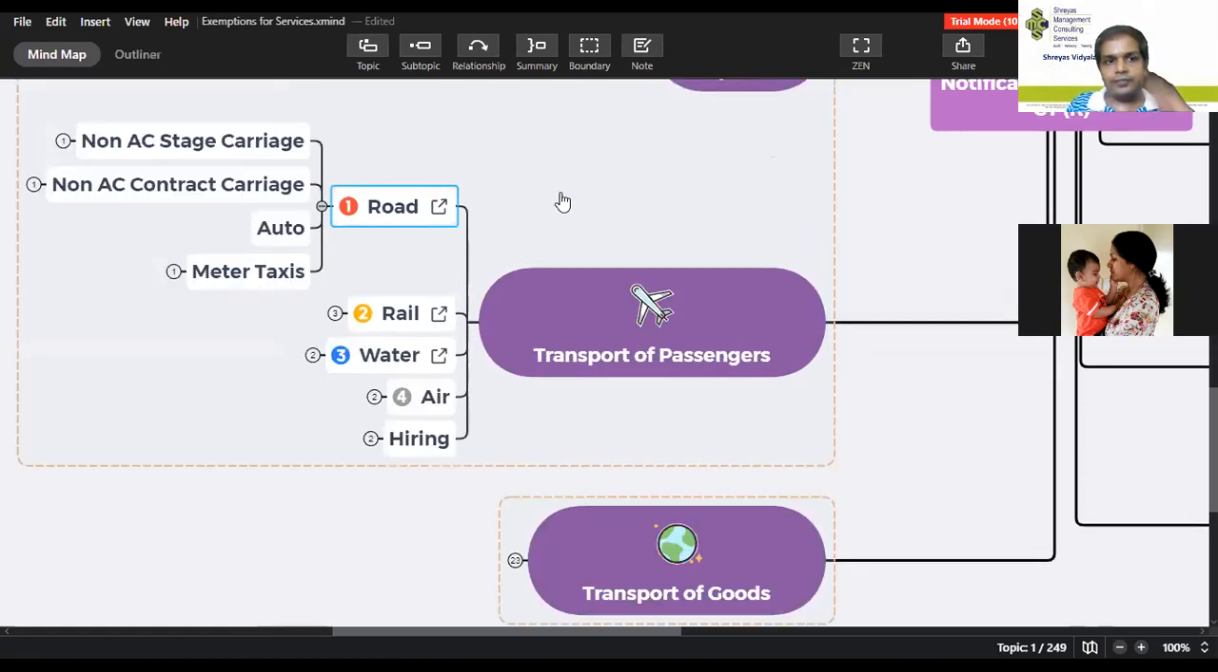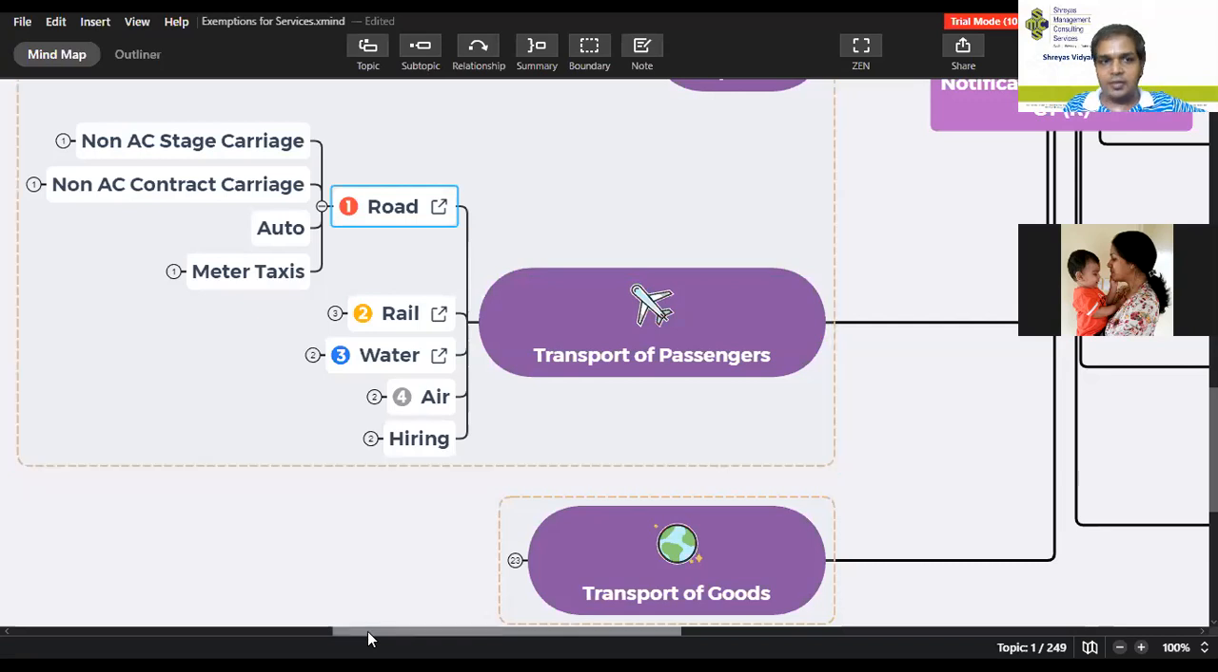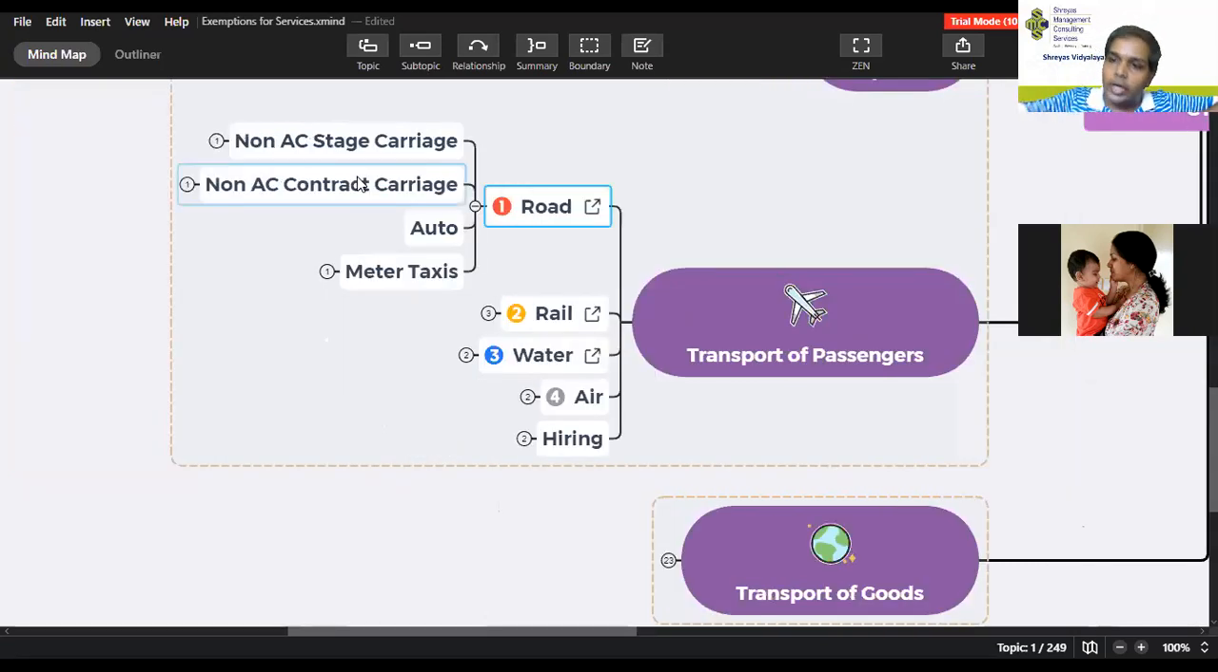So we are looking at four kinds. Simple: stage carriage, contract carriage, auto, and taxi. Four. Simple point: bus, auto, taxi. Now, bus itself, as I told you, is point-to-point bus and local bus. Point-to-point bus is called contract carriage. I'm giving it in a very simplistic way. And stage carriage is basically your local buses.